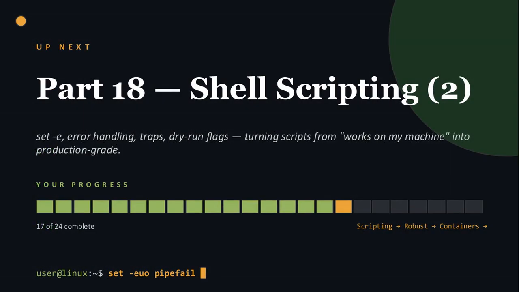And that brings us to the end of Part 17. Up next, we push these scripts toward production. set -euo pipefail, proper error handling, traps for cleanup, and dry run flags so your automation doesn't nuke the wrong directory at 3 in the morning.